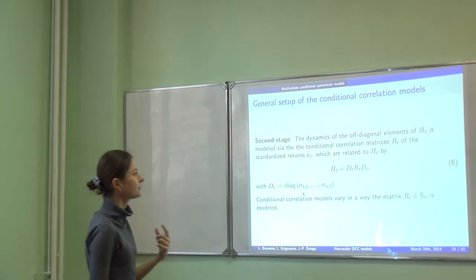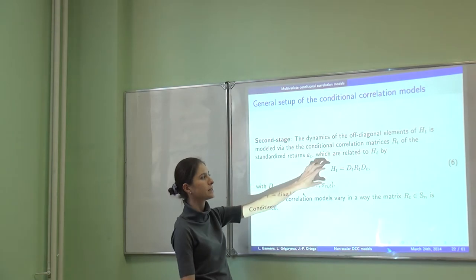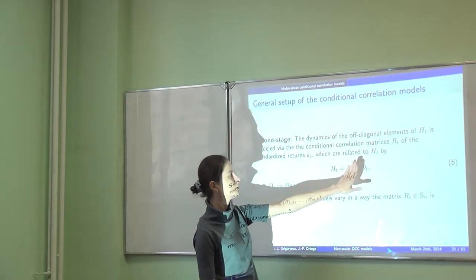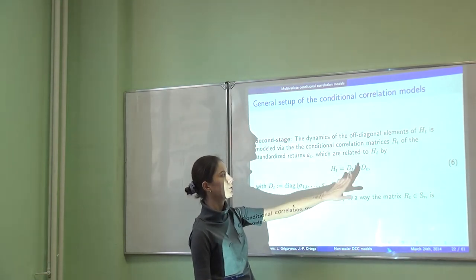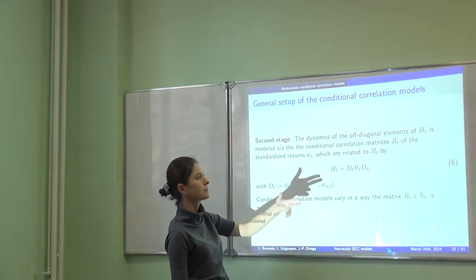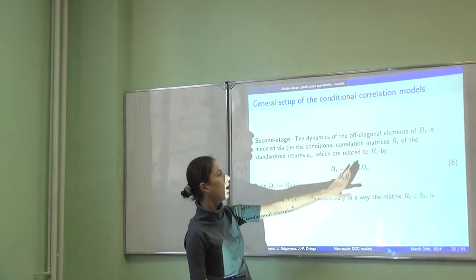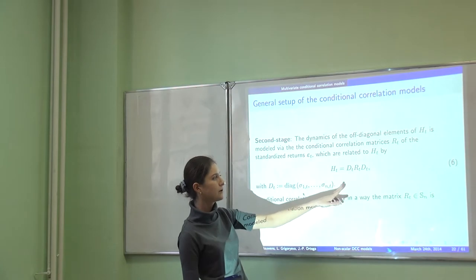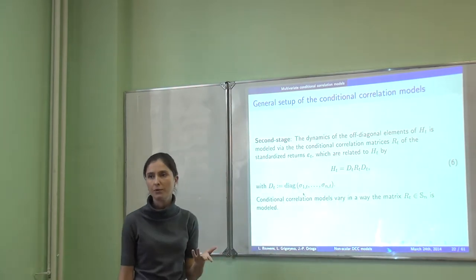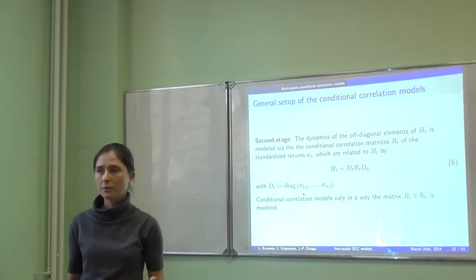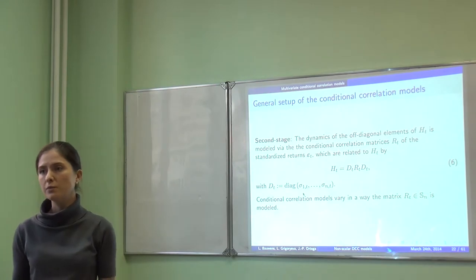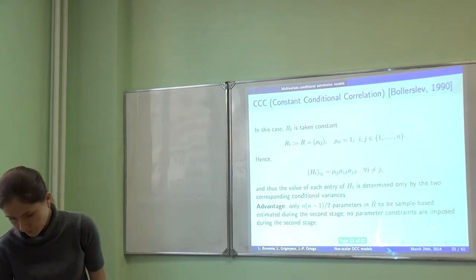Since we're not interested anymore in HT as it is, we forget about our diagonal matrices, which are already obtained out of the first stage. And now, all we have to do in order to construct this model and also to estimate the parameters is only to come up with a model for RT and to be able to estimate its parameters.